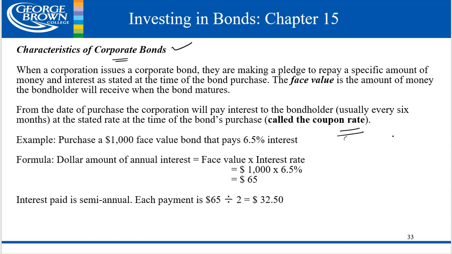Okay, the coupon rate never changes, but interest rates go up and interest rates go down, and so the price of a bond will change. As interest rates go up, the price of the bond will go down. If interest rates go down, the price of the bond is going to go up. Okay, so here's an example. You purchase a $1,000 face value bond that pays 6.5% coupon interest. So the formula is the dollar amount of annual interest equals the face value times the coupon rate. 1,000 times 6.5% equals $65. And if interest is paid semi-annually, then each payment would be 65 divided by 2 equals $32.50.